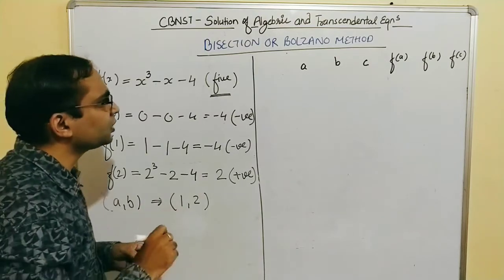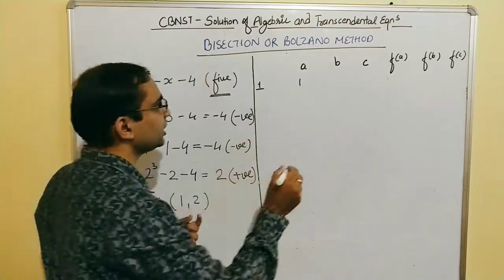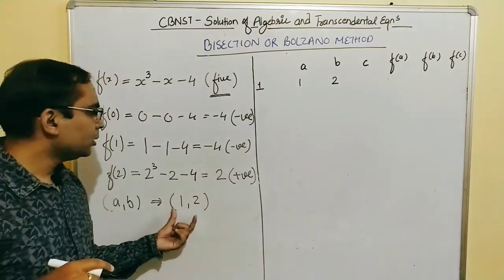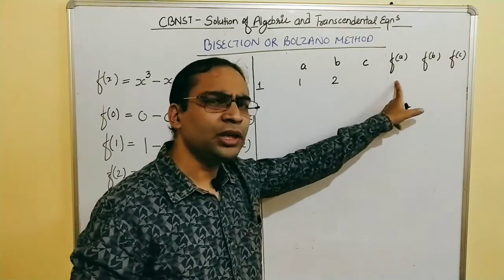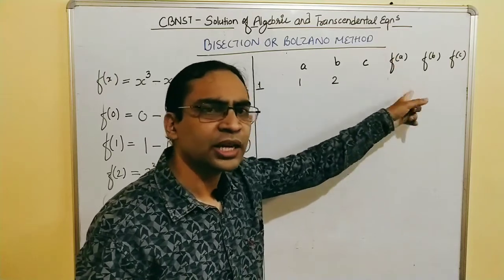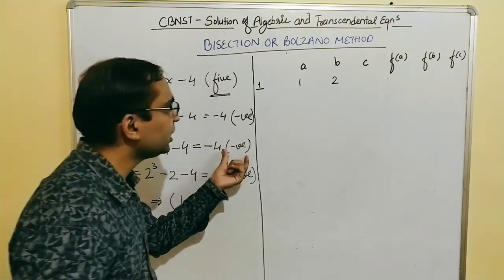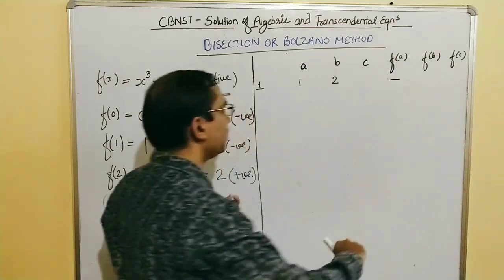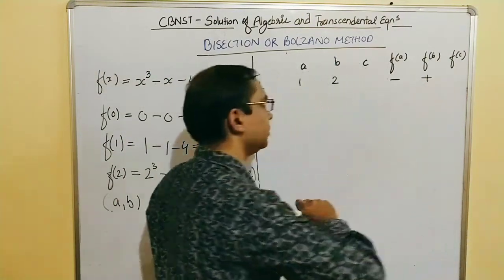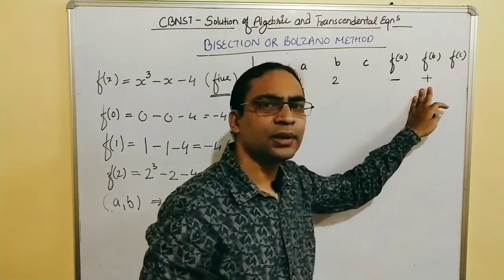Now initially, at the first iteration, the value of a is 1, the value of b is 2, and let's say we are not calculating c currently. Then what is the value of the function of a? Currently we are not bothering about the value, we only consider the sign. So f of a, if you can see, f at 1 was negative, so I'll simply write negative. And then f at 2 was positive, so I'll simply write positive. That's it. I'll not write the values of the function because I need to only consider these symbols.